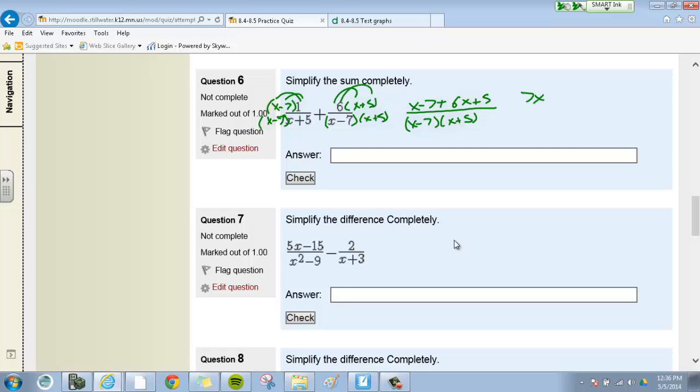Okay, let's see, what can we bring together? I got this x and this 6x, that's 7x, and then I got a negative 7 and a 5, that's negative 2. That's all over x minus 7, x plus 5. I look at the top. I don't see anything that I can cancel or factor out to cancel with the bottom right here. So that must be my final solution.